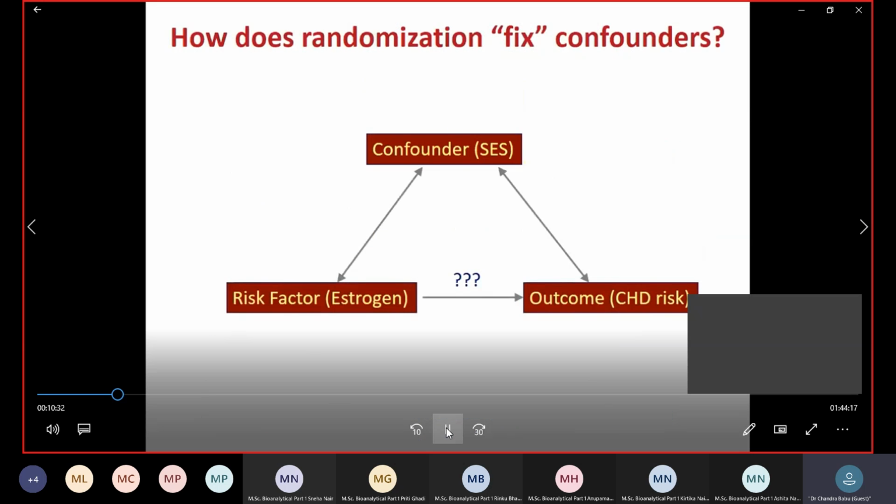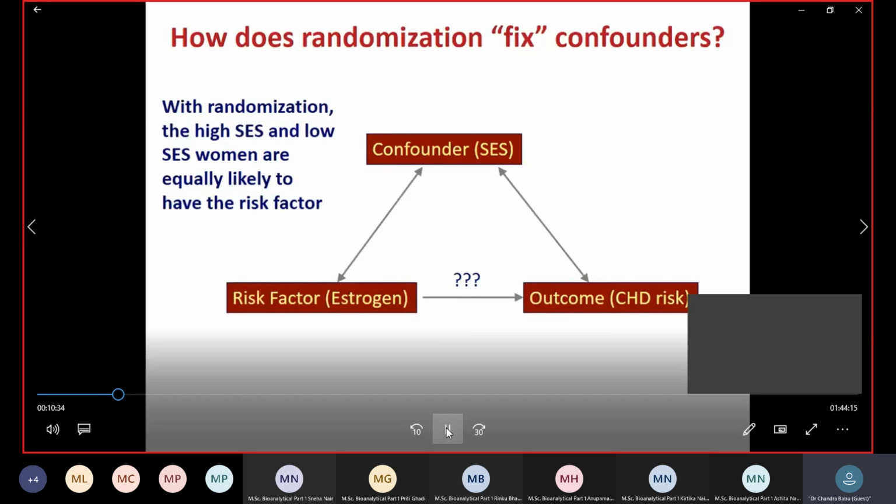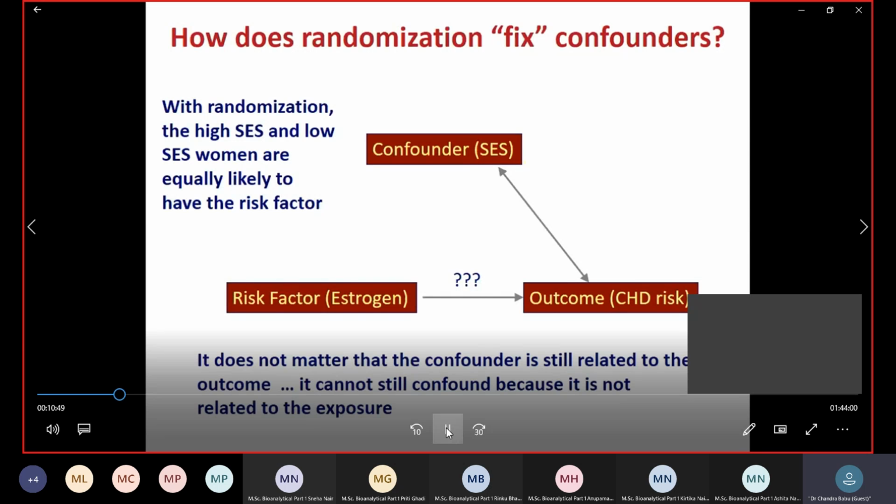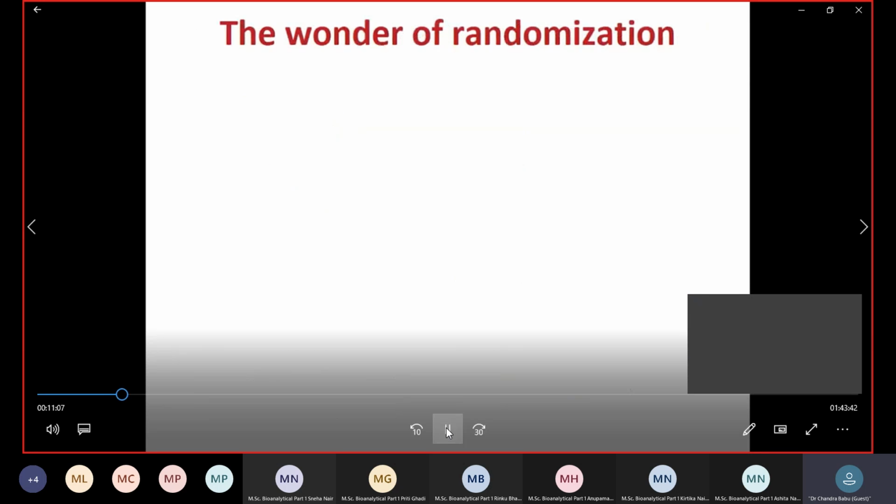So how does randomization fix confounding? With randomization, the high SES women and the low SES women were equally exposed to the risk factor. So basically that leg of the three-legged table is broken. It doesn't matter that the confounder is still related to the outcome, because things cannot be a confounder unless they're related to both the exposure and the outcome. Randomization breaks that three-legged table, and that's cool. Remember this, that's the cool thing about randomization.